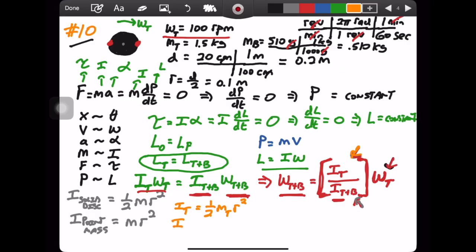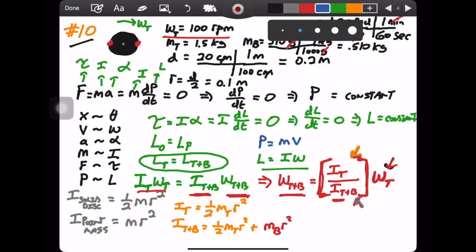The moment of inertia of the turntable plus block combo, once again, it's the turntable, so I can just repeat what I just wrote above. But now I have to take into account those two point masses. Remember, I put them in red following, so I'm going to put them in red here. One point mass would be m block r squared. Each of these is also a distance r from the center of the turntable.